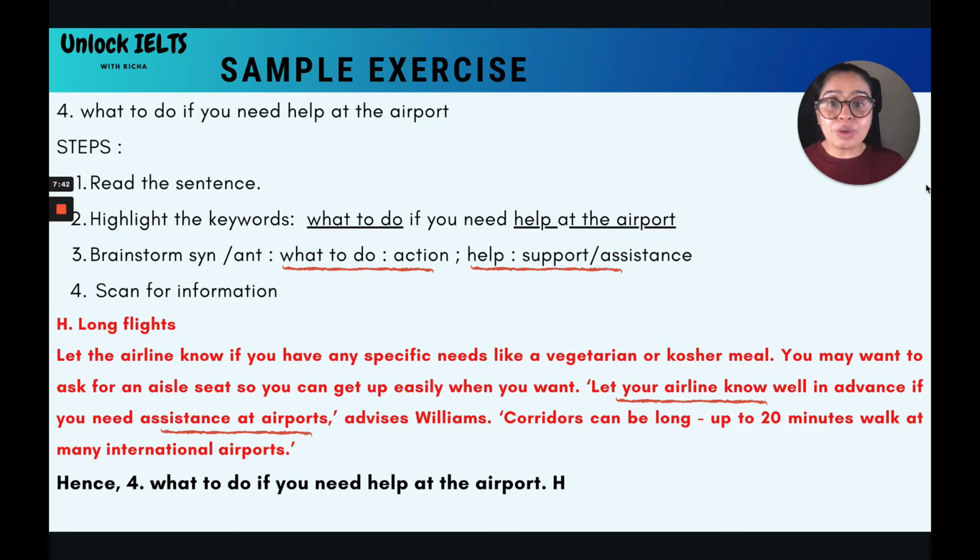So after going through the keywords, I have picked up paragraph H. And the second line of the paragraph says, let your airline know well in advance if you need assistance at airports, advises Williams. So clearly, the fourth sentence is the paraphrased version of the information given in paragraph H. So the answer for this sentence is capital H, and you need to write capital H in your answer sheet.